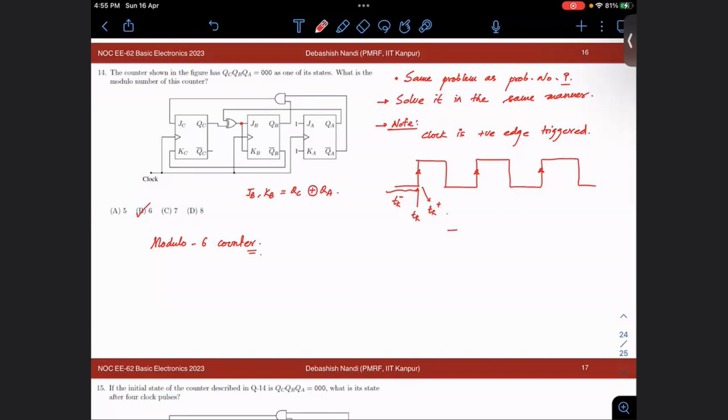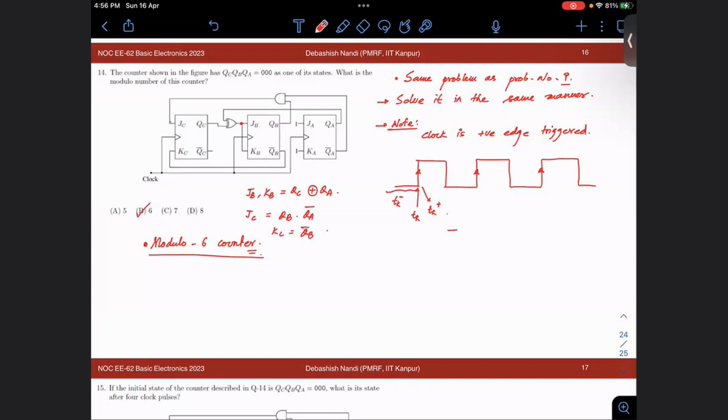And your JC is nothing but the AND input of QB and QA bar. And your KC is nothing but QB bar. You note this point, you just make the same table in the same manner.